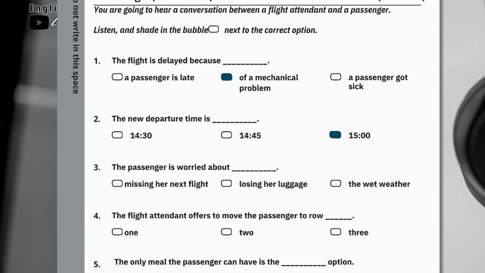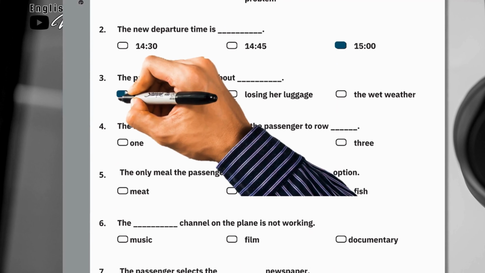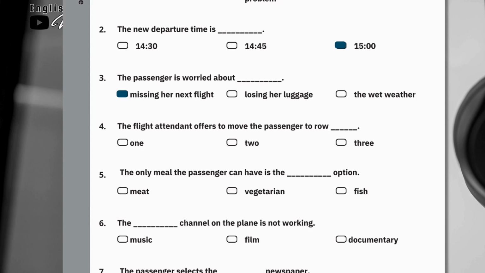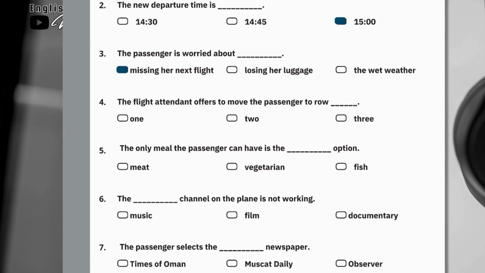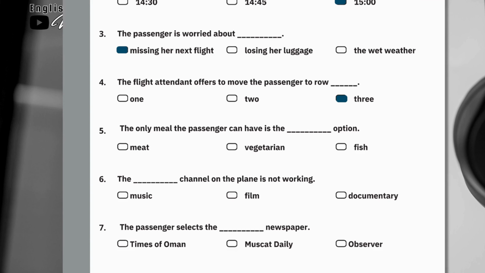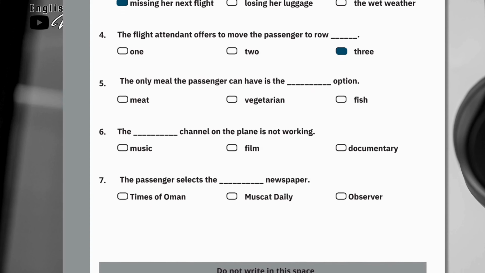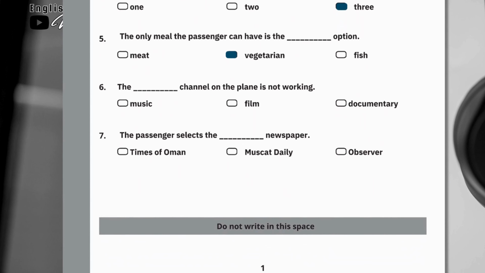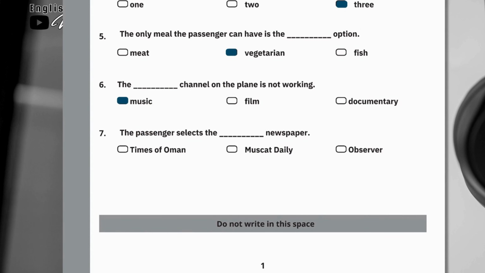Number 3. The passenger is worried about missing her next flight. 4. The flight attendant offers to move the passengers to row 3. 5. The only meal the passenger can have is the vegetarian option. 6. The music channel on the plane is not working. 7. The passenger selects the Muscat Daily newspaper.